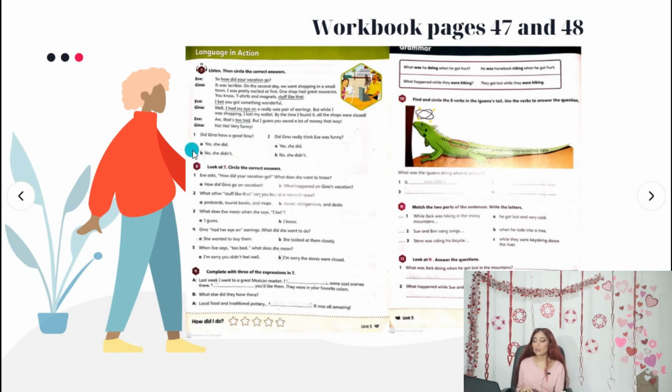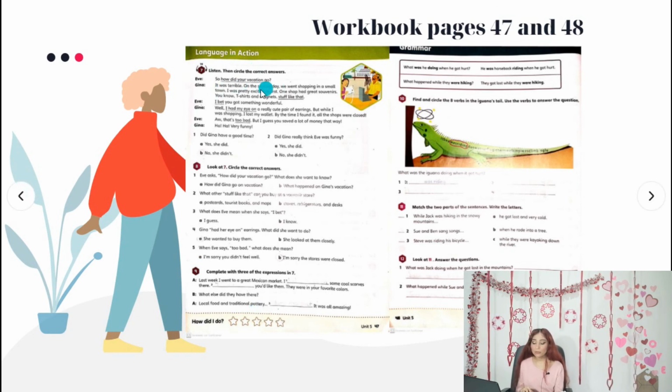Activity A says, look at 7, the conversation, circle the answers. Okay, so you're going to read these statements, these questions that you have in here, and you are going to circle the answer that you think is the best. And when you finish this, you will be able to go to the next activity, that is activity 9, that says, complete with 3 of the expressions in 7.